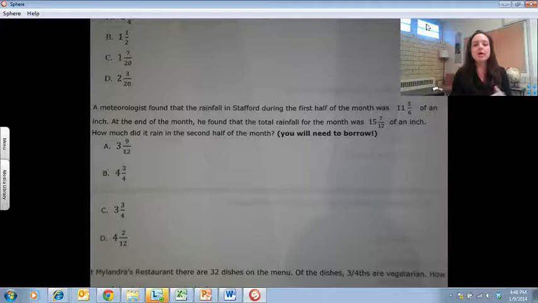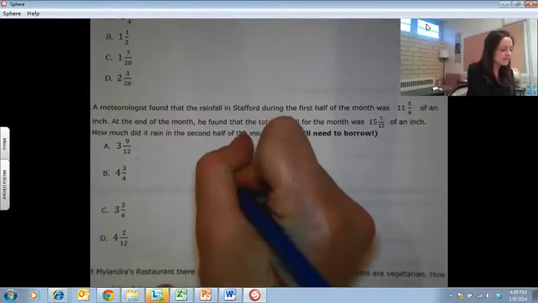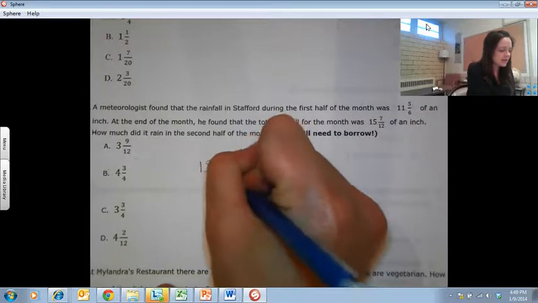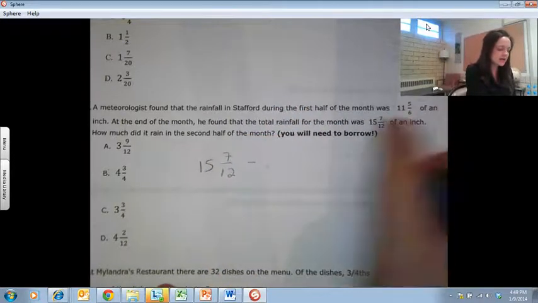We know the amount of rainfall for the entire month, and we also know the amount of rainfall for the last part of the month. In order to find the first part of the month, you're going to have to subtract that rainfall of the last part of the month from the total rainfall. So the total rainfall was 15 7/12, and we are subtracting 11 5/6.